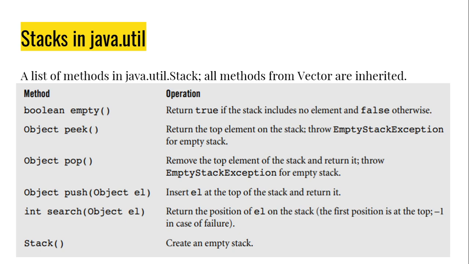And then we also have search. This is similar to peek. However, the search method will return only the position of a specific element on the stack. For example, you want to search for the element 10. What is the index or position of element 10 within the stack? It will return -1 if the element is not found in the stack.